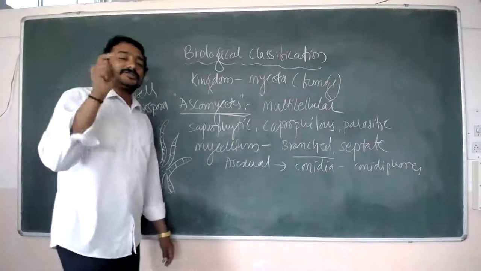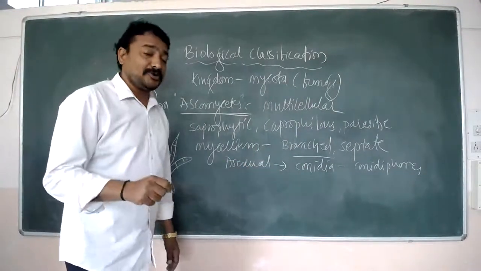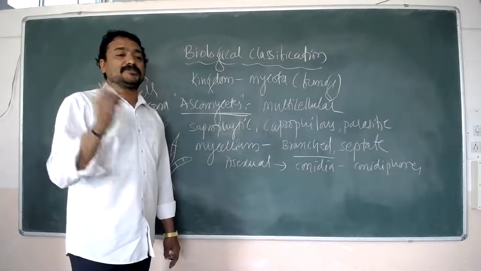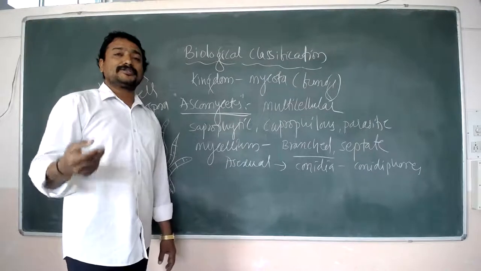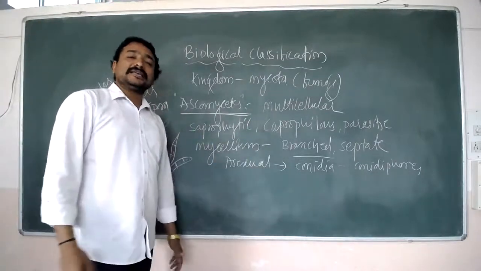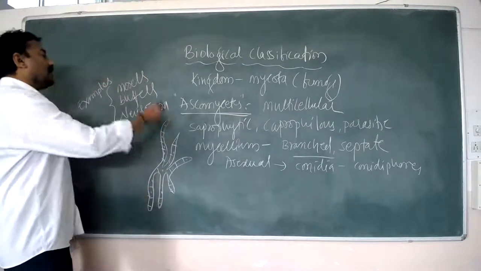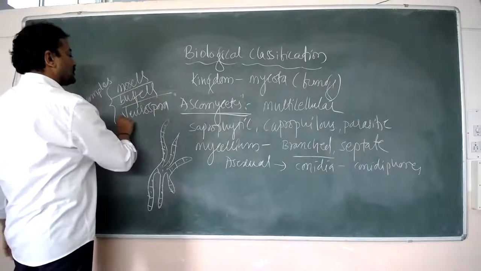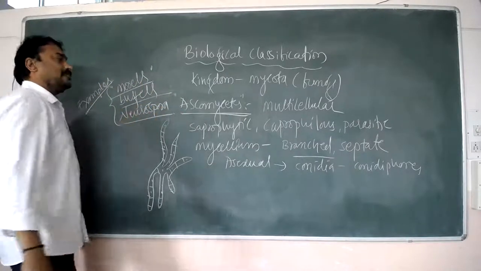Conidiophores are the structures in which these asexually reproducing conidia are produced. Conidia are nothing but spores. What happens to those spores? They are released, fall in some other places, and there they start germinating. Morels, truffles, and Neurospora are the examples for Ascomycetes.